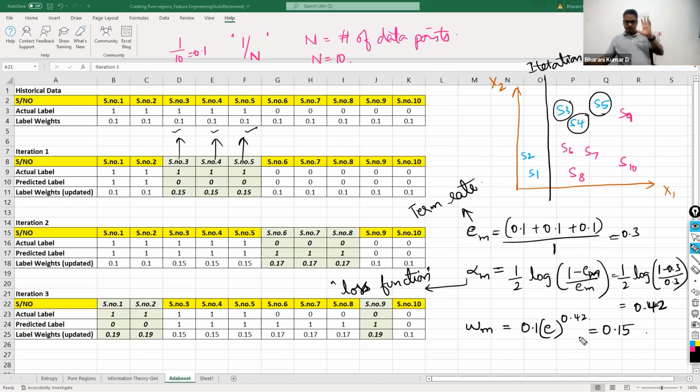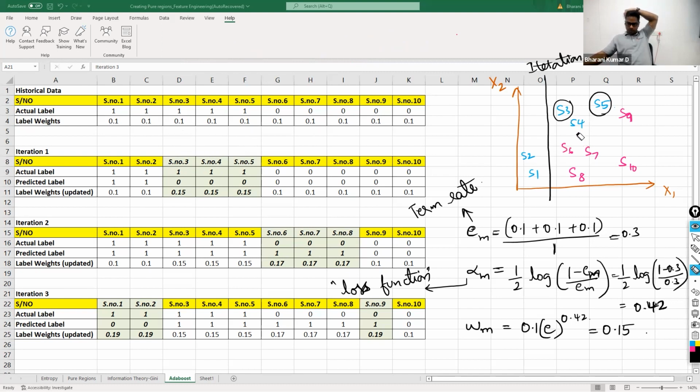All right. So this is done. The first part, the first iteration, is done. I'm removing this because everything is given equal weight when you start the algorithm. Then these 3 were misclassified and you calculate the loss function and term rate. Now you do the next classification.